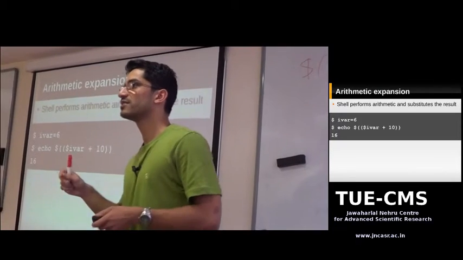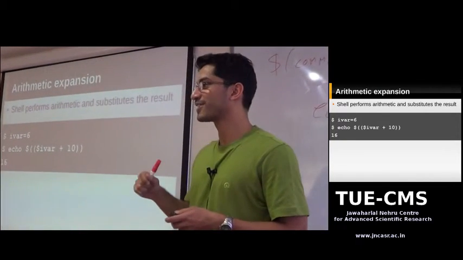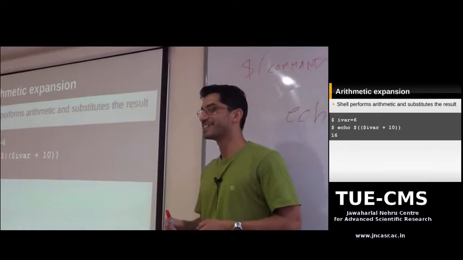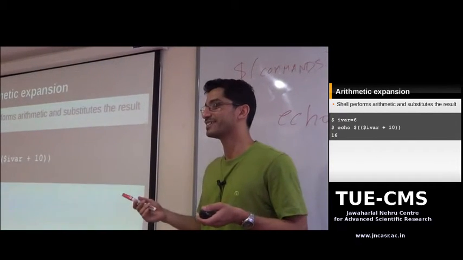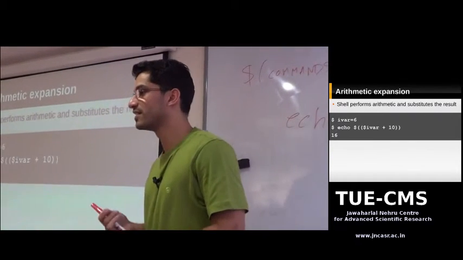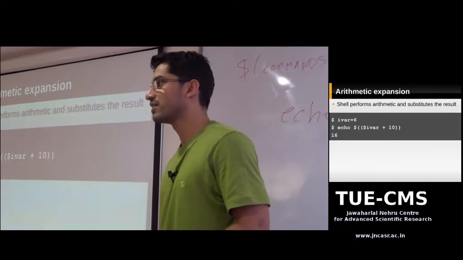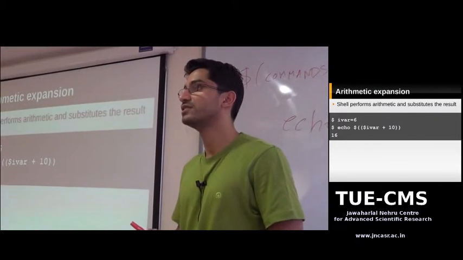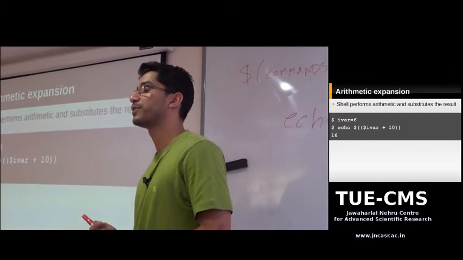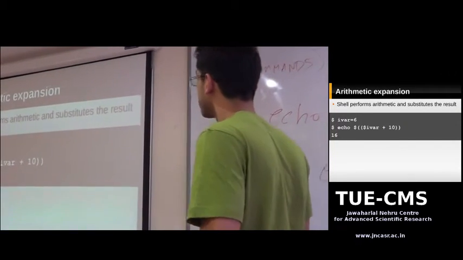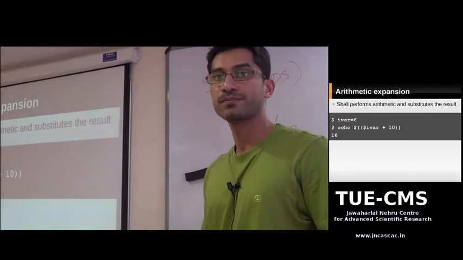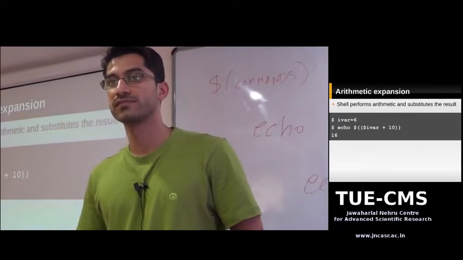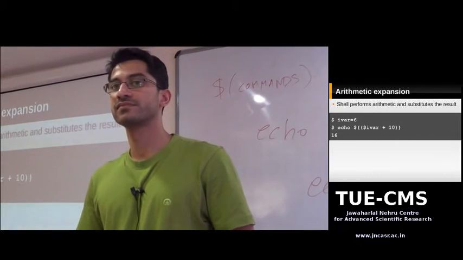BC command is a bench calculator. It's like a calculator on the shell. It supports arbitrary precision arithmetic. Arbitrary precision means you can use any number of digits after the decimal point. BC command also will give floating point values.